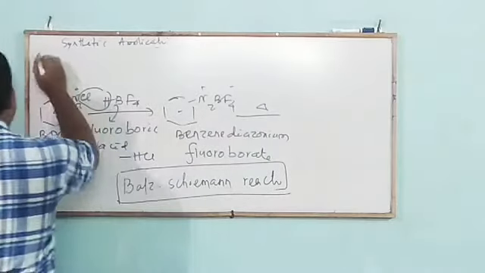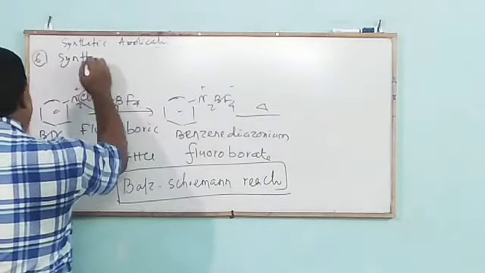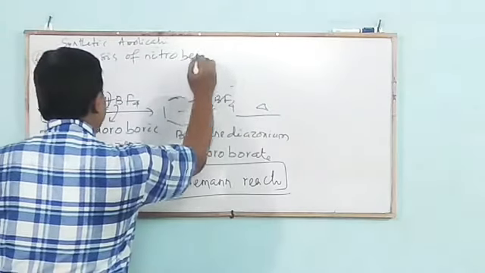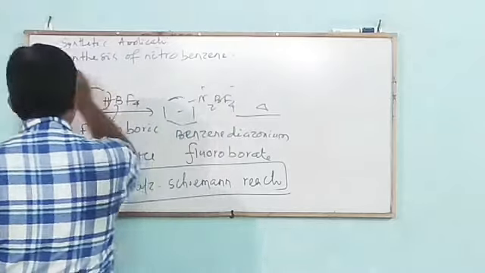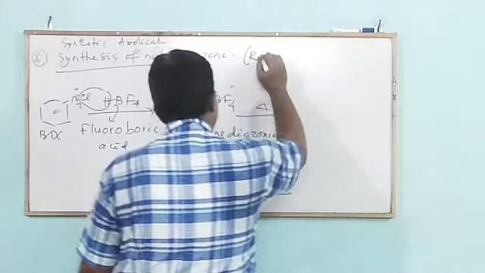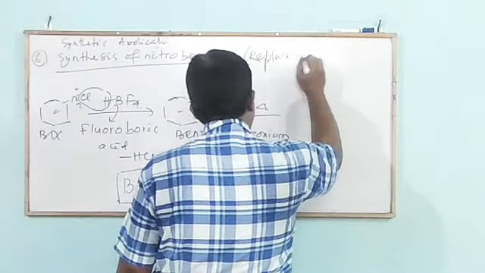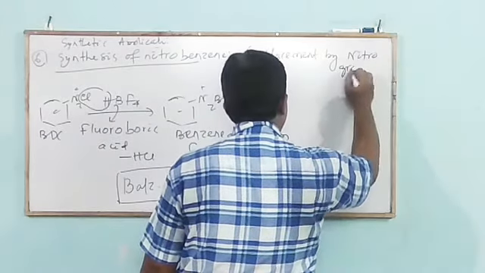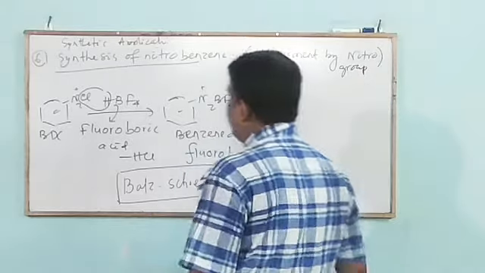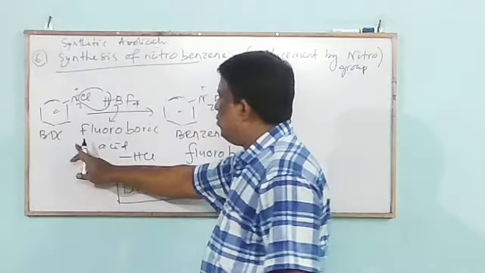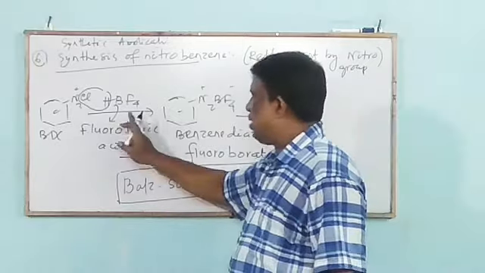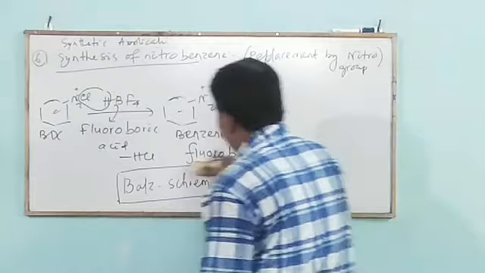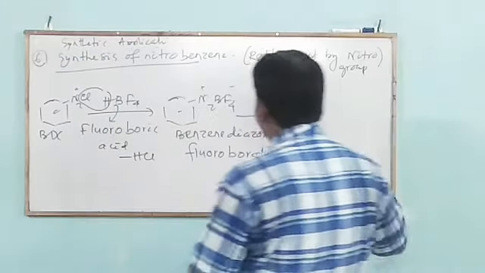Next one is synthesis of nitrobenzene. That means replacement by nitro group, NO2 nitro group. So what is the statement? When benzene diazonium chloride salt solution is treated with fluoroboric acid, what happens?